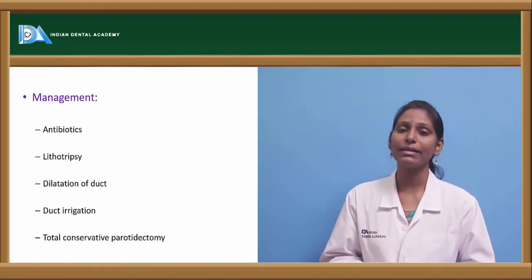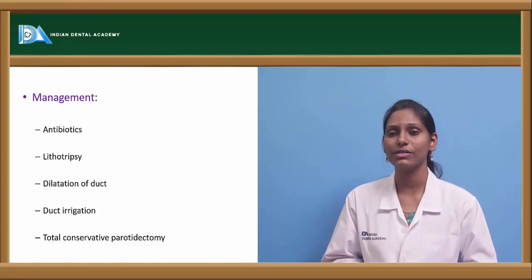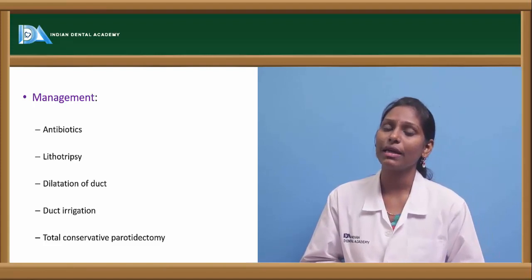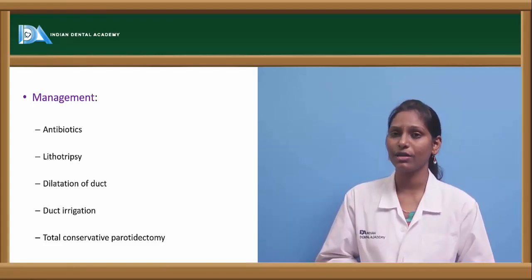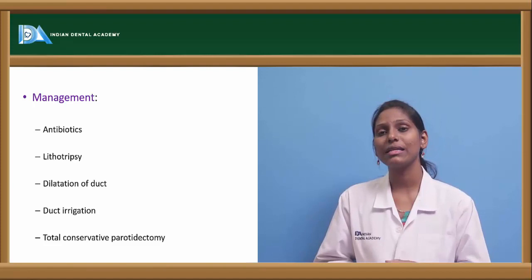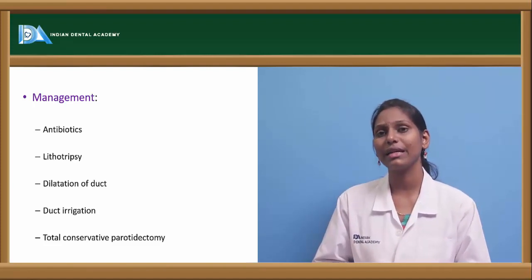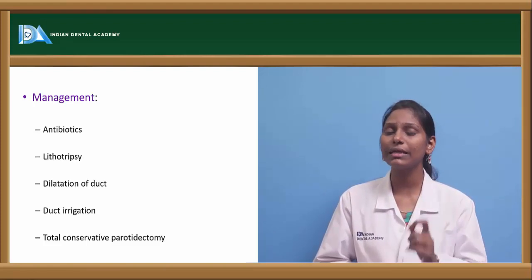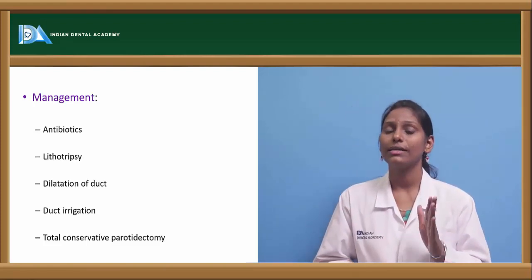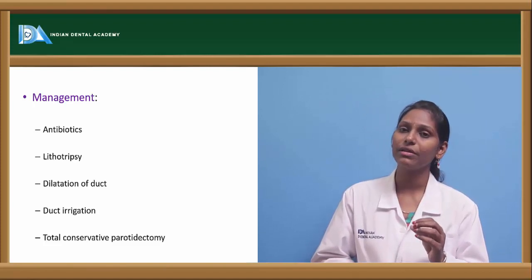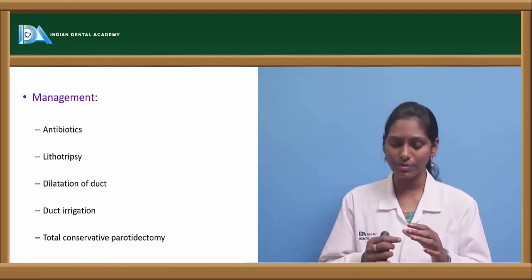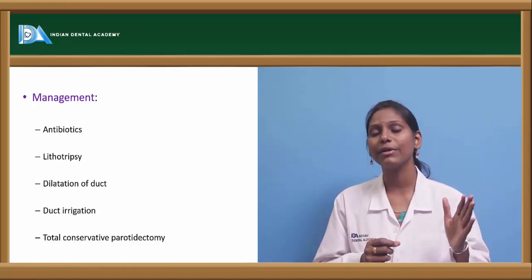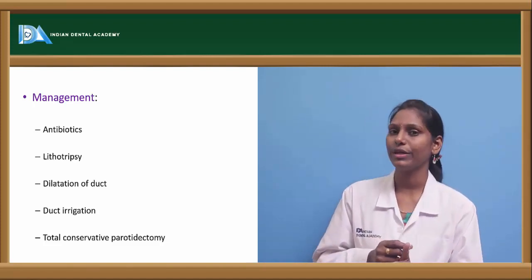First thing is antibiotics. Give a proper antibiotic which is useful for this condition. Lithotripsy. We have seen that the obstruction can be one of the etiological factors. Hence, breaking of that salivary gland stone or removal of the salivary gland stone can be helpful. One, if it is a very small salivary stone, then milking of the gland can remove the stone. Second thing, if it is bigger, then we can go with lithotripsy, where we break the salivary gland stone inside into smaller pieces, and then by milking of the gland, we can remove it.